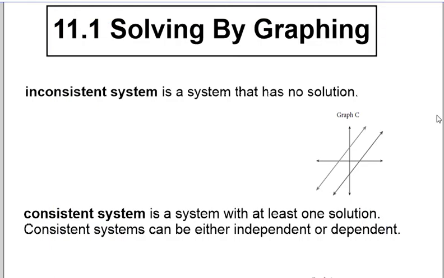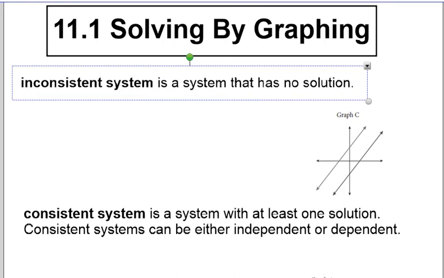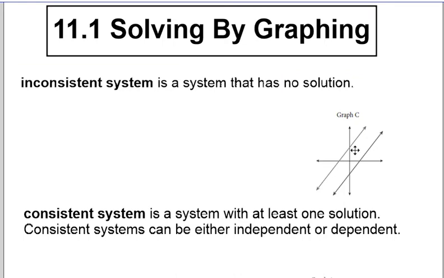All right, now let's talk about solving by graphing. There are two types of systems we're going to deal with. The first one is an inconsistent system. It's a system that has no solution. You get a graph like this, where we're doing systems with lines. If you graph the two lines, they never intersect, or in other words, they're parallel.